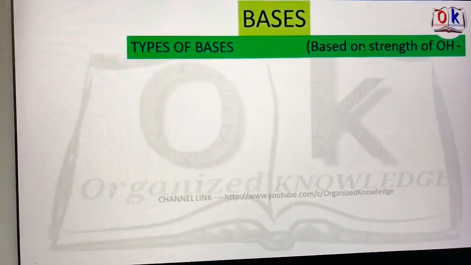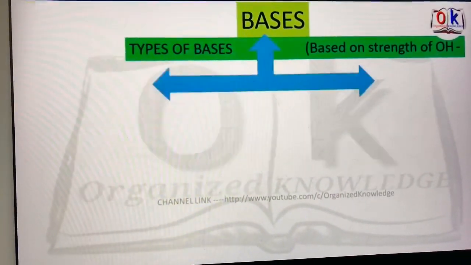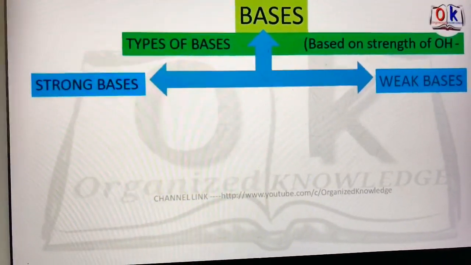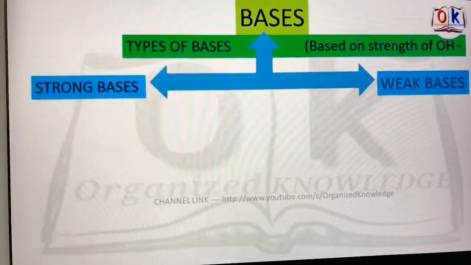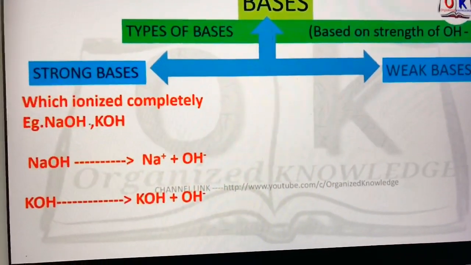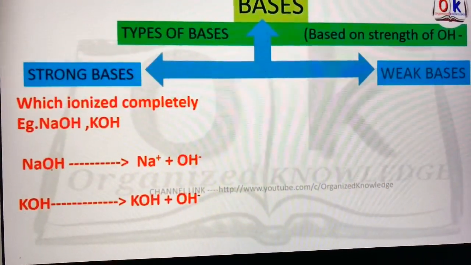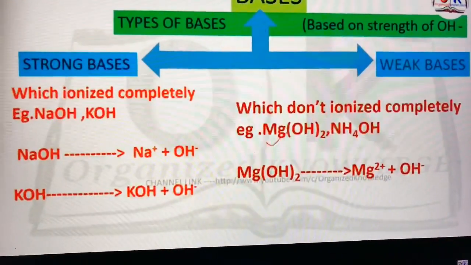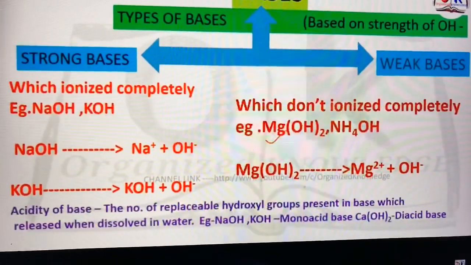Now it's the turn of the bases. Types of bases based on the strength of OH minus ions: strong bases and weak bases. Strong bases ionize completely, weak bases do not ionize completely, OH minus ions. Those which ionize completely are like sodium hydroxide and potassium hydroxide. Right students? Weak bases do not ionize completely. That's why they are weak.